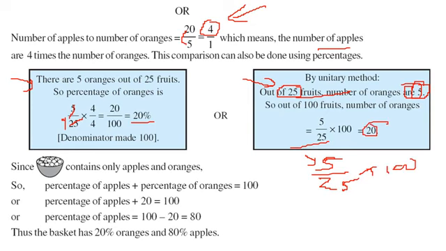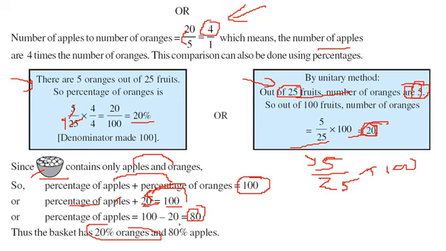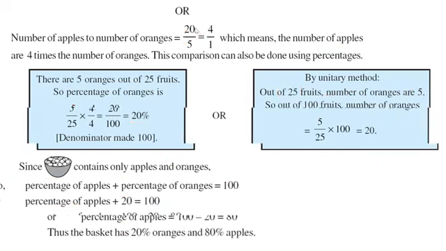And this basket contains, say, apples and oranges. So the percentage of apples plus the percentage of oranges, they are together 100. If we have found out that the number of oranges is 20%, so we can write 20 here, 20 plus percent of apples is equal to 100, which gives apples as 80%. So you can say this basket has 20% of oranges and 80% of apples.